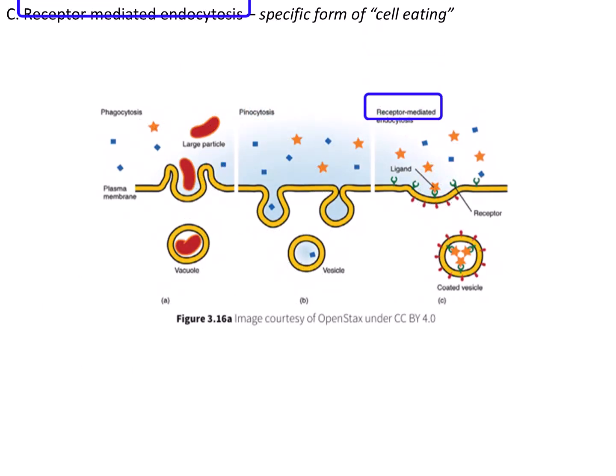The last type of transport is called receptor-mediated endocytosis. Receptor-mediated endocytosis is a specific form of cell eating. Receptor-mediated endocytosis requires receptors on the surface of the cell that will bind to specific solutes. The receptor bound to their solute will start to form a vesicle.